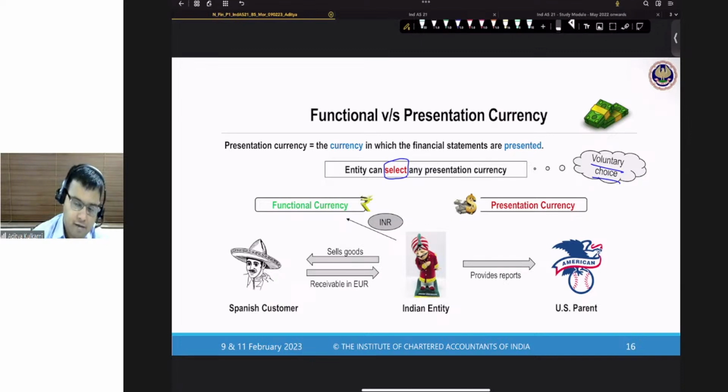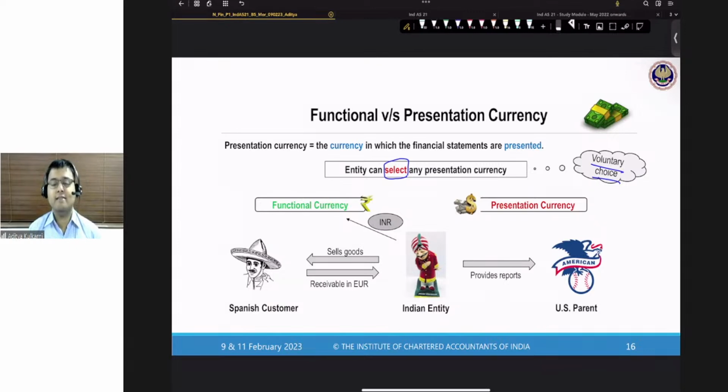So for example, you have an Indian entity. It is entering into a transaction to sell goods, that is export, and receive the amount in euros. So that shows us what is a functional currency. Indian entity may invoice the product in euros. But the collection that will happen, it will be retained in INR.